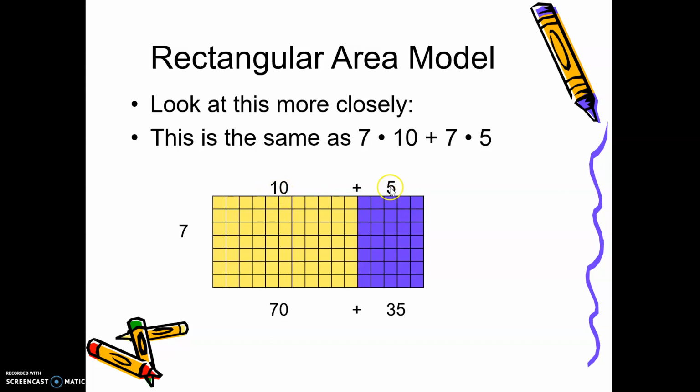Well, because 1 ten and 5 ones is 15. That is a two-digit number. 15 is a two-digit number. 7 obviously is a one-digit number. So what is 7 times 15?